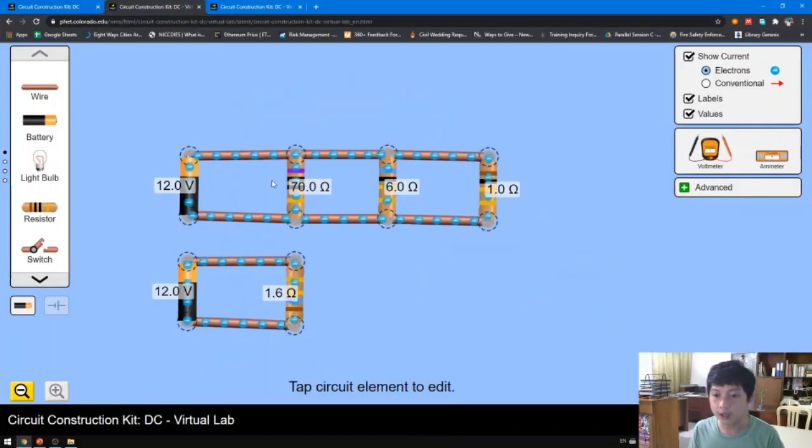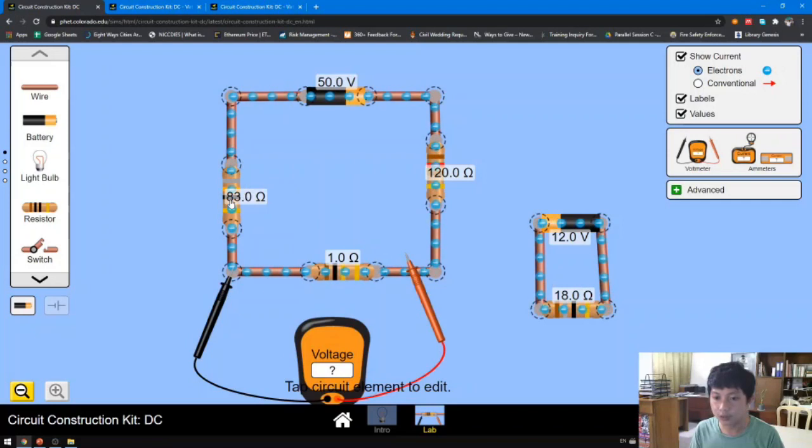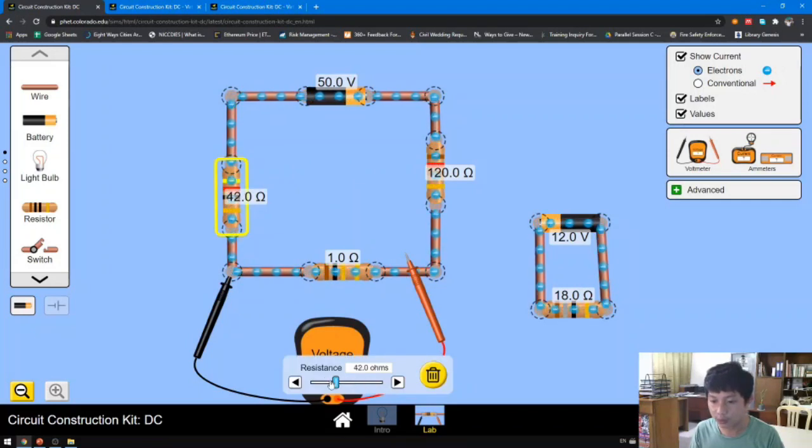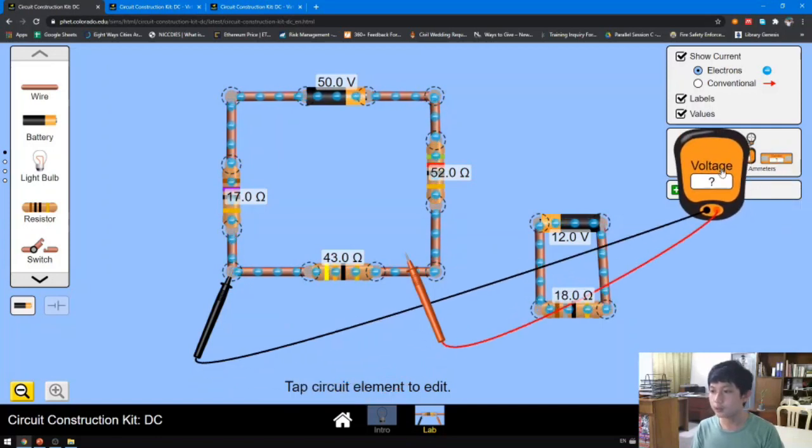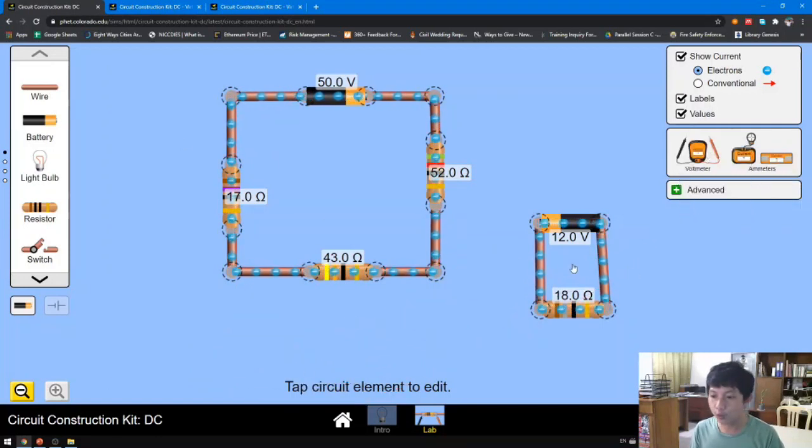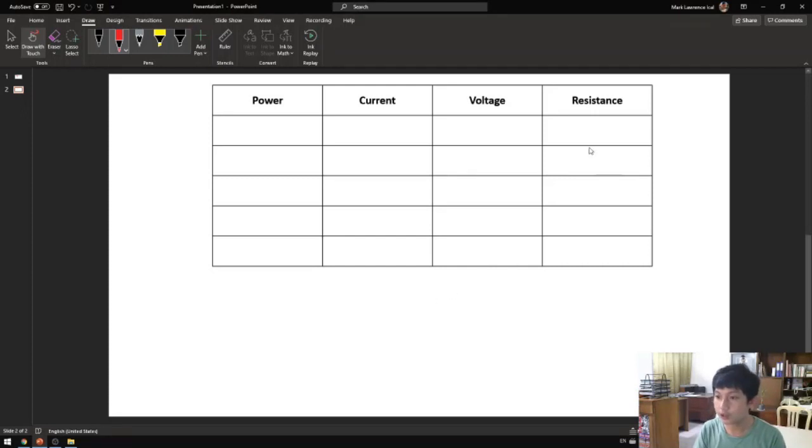Okay, so going back here. Now in the series, let's reduce this to practically smaller values. Okay, we're good. Now it's 52, 43, and 17. So our resistances are 52 ohms, 43, and 17 ohms.